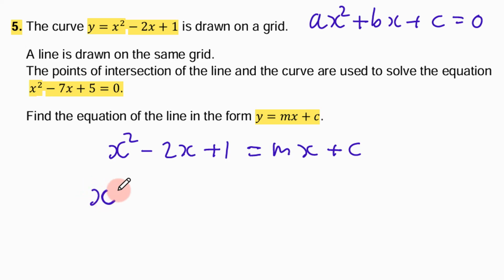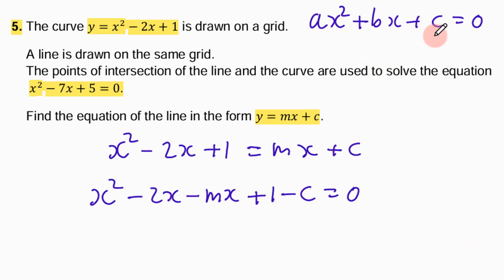So we have x squared minus 2x minus mx. So we write the terms in x next to each other, plus 1 minus c equals 0. This equation is not yet in this form. We want only one term in x, but here we have 2 terms in x. So to deal with that, we're going to take out x as a common factor.